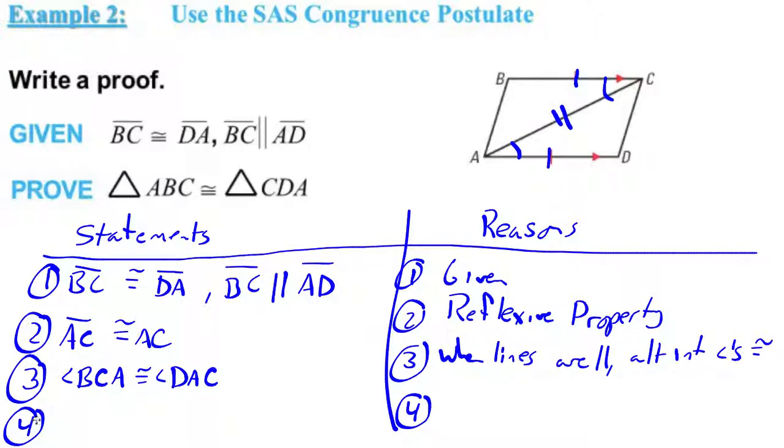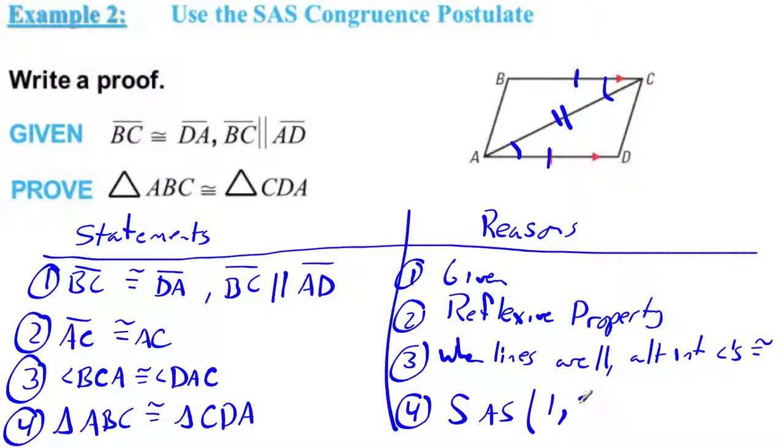So now I have side, angle, side, so I can actually say triangle ABC is congruent to triangle CDA, and that's from side, angle, side. Going back to steps 1, 3, and 2, showing I got that first side in step 1, the angle in step 3, and the second side in step 2. Just a little index for referencing my proofs.